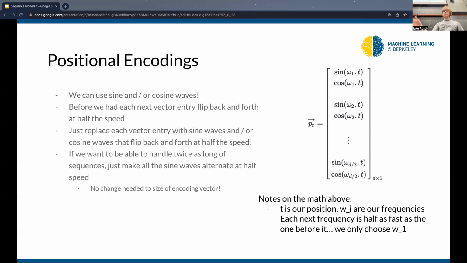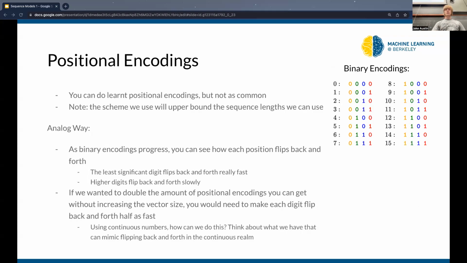Do people have questions on this idea of trying to find a continuous version of a binary encoding for a time step at a certain point in time?